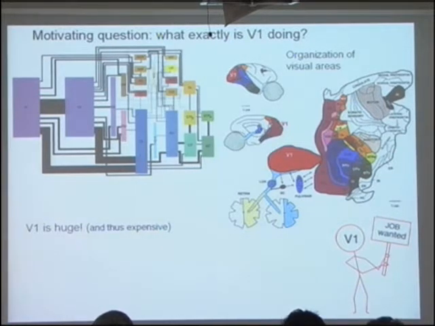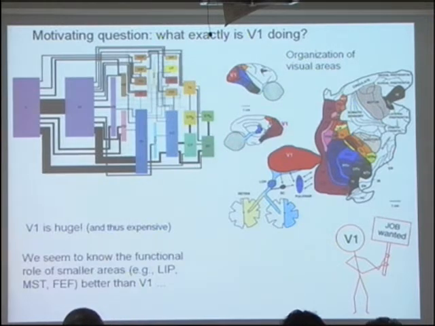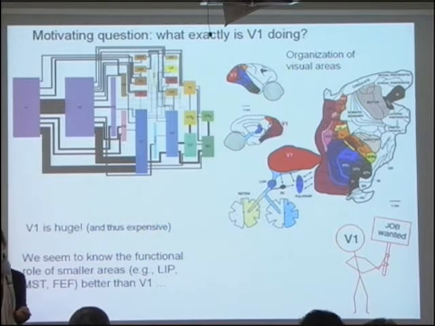And the brain is expensive, it uses a lot of blood. So we seem to know much more about these small, tiny areas of the brain, what they're doing: they move our hand, they move our eye. But V1, the huge, expensive one, we seem not to know what to do with. So V1 is looking for a job. Let's find a job for it.